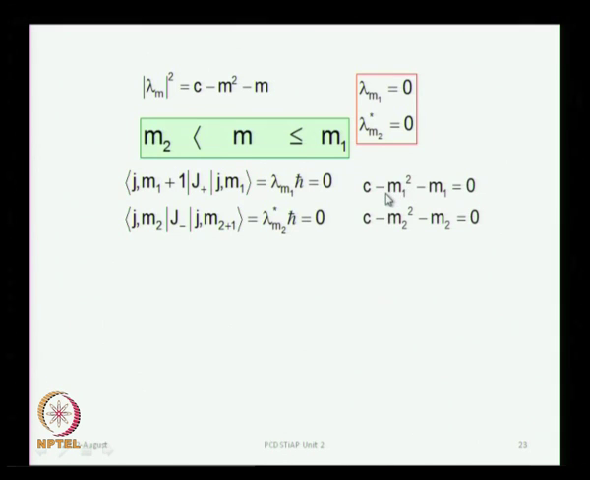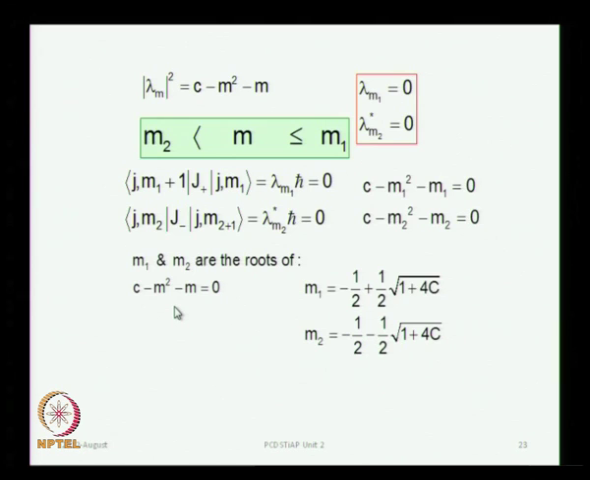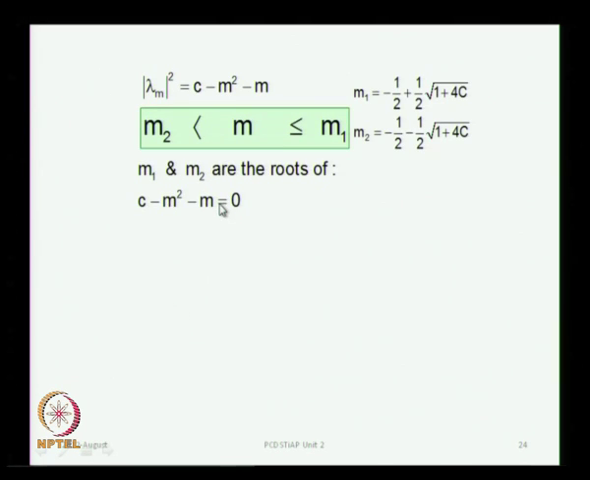Now, we do have these relations because this relation is satisfied by both m1 and m2, right. What this means is that m1 and m2 must be roots of this quadratic equation, and this you know from your elementary school. This is the quadratic equation, find the roots. So, m1 is equal to minus half plus half times root of 1 plus 4c, and m2 is minus half minus half times root of 1 plus 4c. So, these come as natural roots of the quadratic equation.